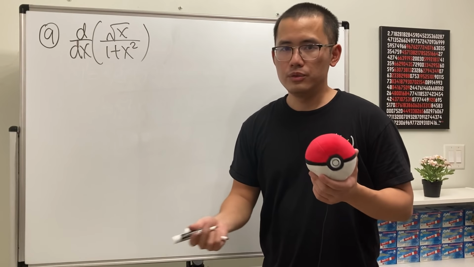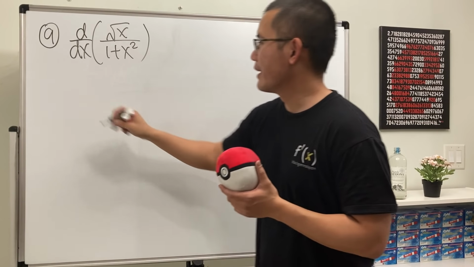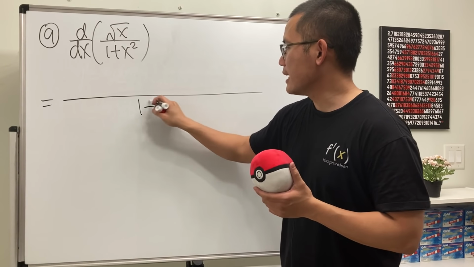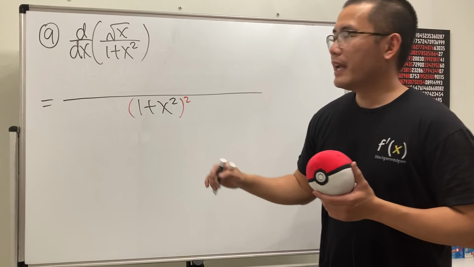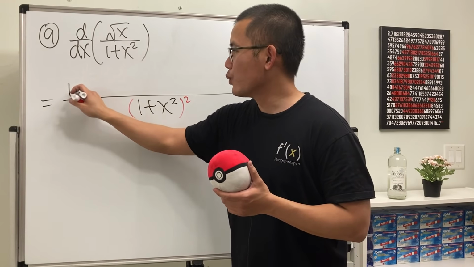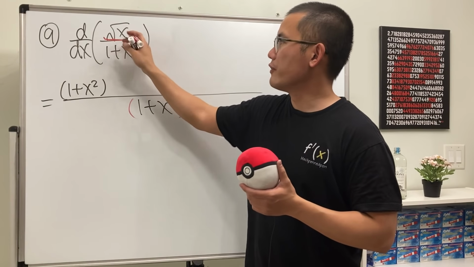And this right here, we will just use the quotient rule because it has a quotient. So here we go. Let's go ahead and square the bottom right away. So we have 1 plus x squared, and then we square that. And for the top, we keep the bottom function first, which is 1 plus x squared, and then we multiply by the derivative of the top.